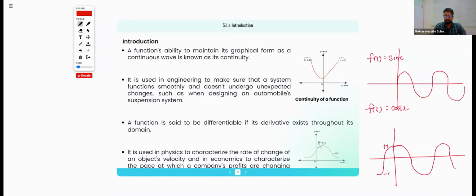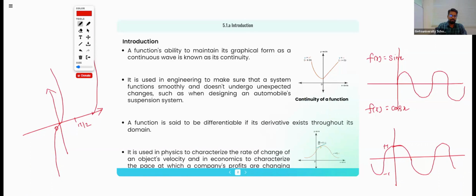And what if it is a tangent curve? If this is the x-axis and this is the y-axis, the tangent curve is 0 at 0 and goes to infinity at pi by 2. You know what happens to the tangent curve? It goes to infinity, right? Again, it will start from 0 to infinity, 0 to minus infinity. So what is the difference between sin x and cos x? I know there's a difference between these two, but they look similar, right?